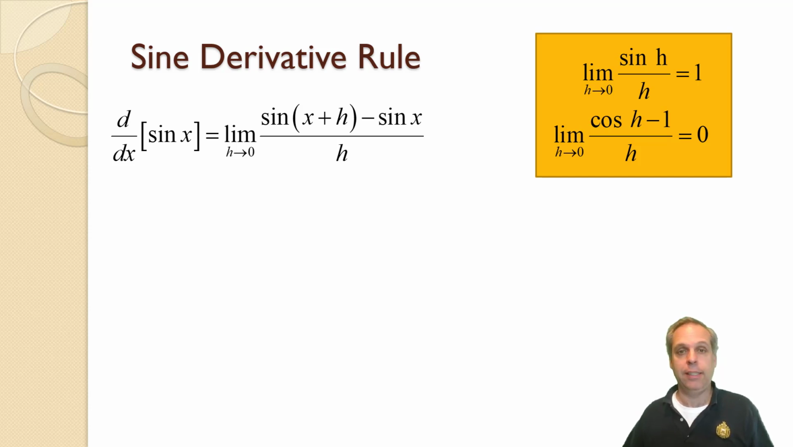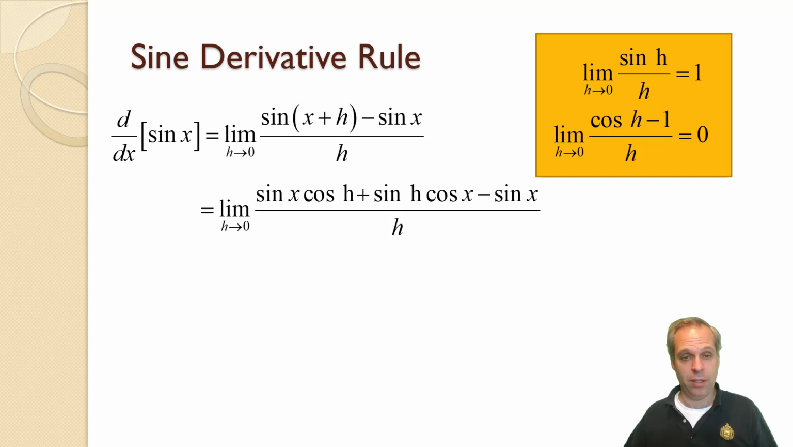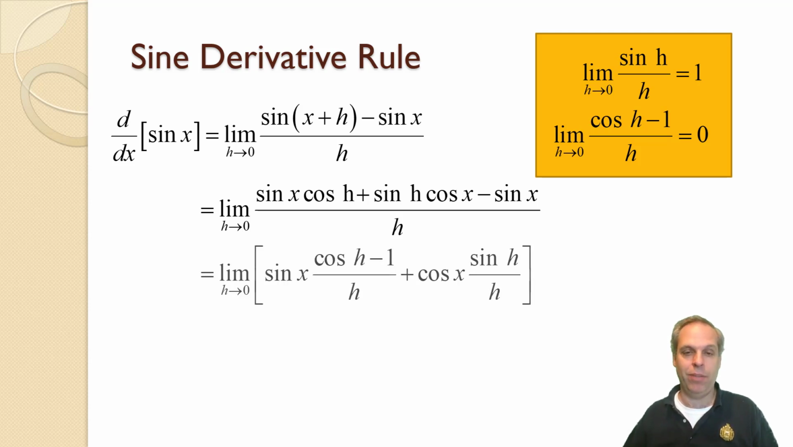So to do so, notice that the sine of x plus h is the sine of the sum of two angles. There is an addition formula for sine. I'll just use it. That gives you the limit as h approaches 0 of the sine of x times the cosine of h plus the sine of h times the cosine of x minus the sine of x, all over h. I'm going to separate that into two fractions where each fraction would actually be a product. In each product, one of those two limits will appear. It winds up being this right here.